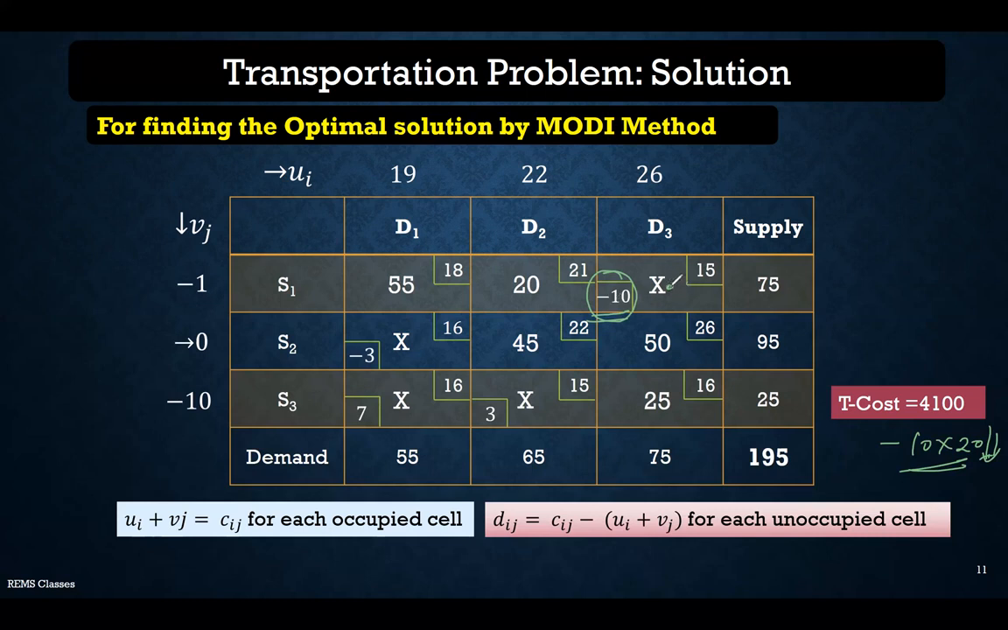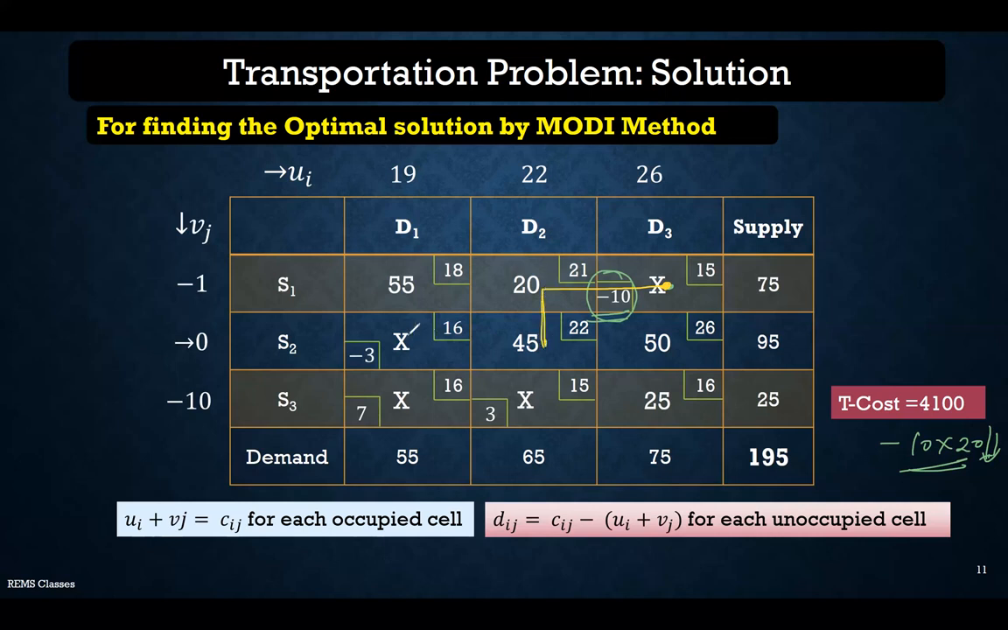We'll form a closed loop. How are we forming the closed loop? We will start from this particular cell, and we will draw either vertical or horizontal lines, and we'll make a turn only at an allocated cell. So we are starting from here and drawing a horizontal line, and turning is possible only at an allocated cell. This particular cell is allocated, so we can make a turn over here.